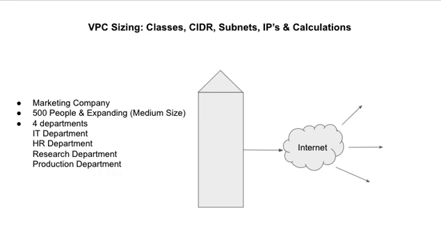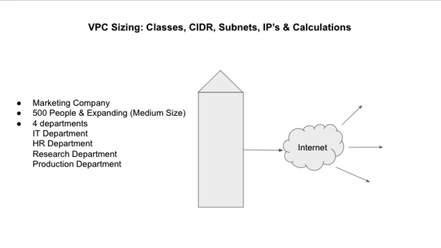First ever YouTube video that I'm recording on this. So what we'll be covering today is the VPC sizing, which includes classes, CIDR, subnets, IPs, and its calculations. The way we will be doing this is we'll use a scenario and then we'll just build up on it or work on it.